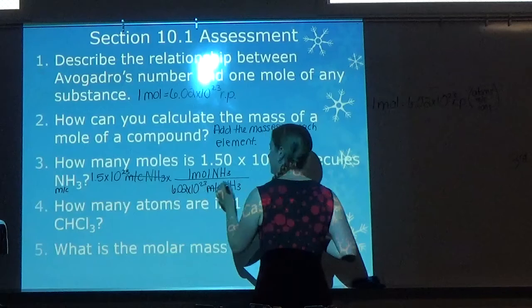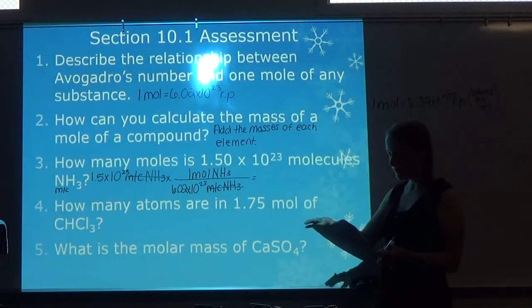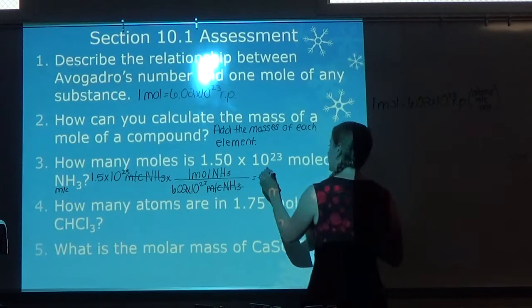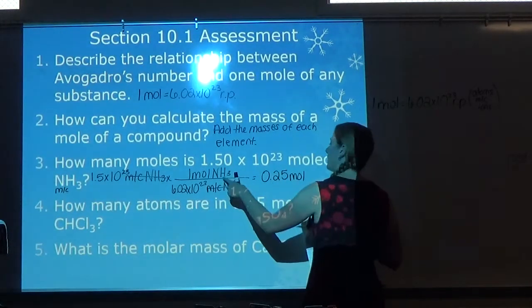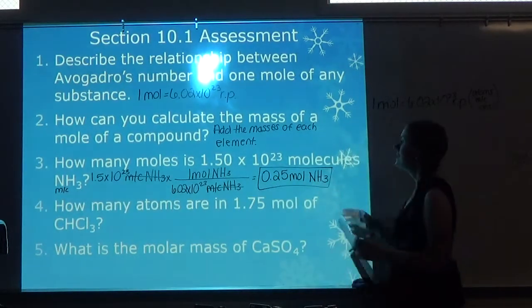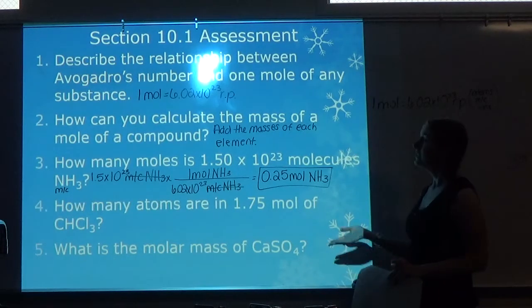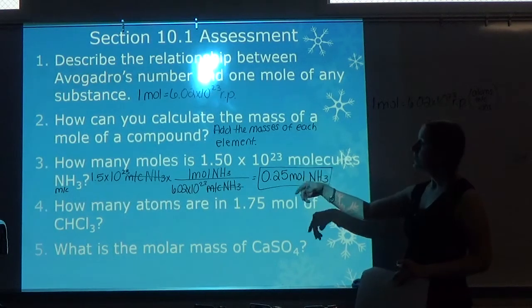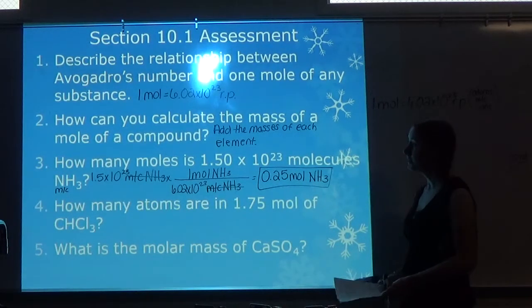So my molecules cancel. Since one number's on top and one's on bottom, I'm going to divide. And so once I divide, I end up getting 0.25. Then my unit is mole, and my substance is NH3. And so again, because it didn't ask me about atoms, I don't have to do that extra step. Since it asked me about molecules, and NH3 is a molecule, I didn't have any extra steps on this one.